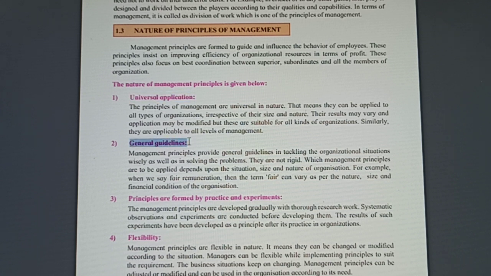Second, general guidelines. There are some general guidelines given in these principles of management that you have to follow thoroughly. So this nature makes it different from others because there are general guidelines given in every point. Third, principles are formed by practice and experiments. Here you can see all the principles are based on some experiments. That is, they have done some experiment and then they have written down the results and then they have formed the principles. So it is called principles are formed by practice and experiments.